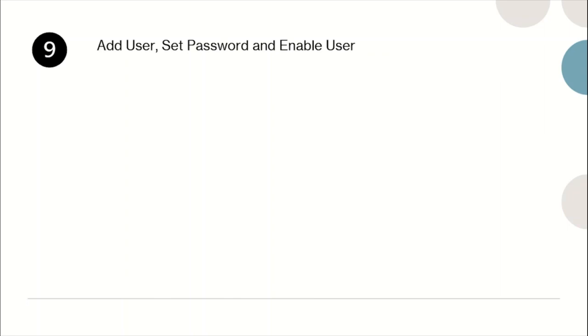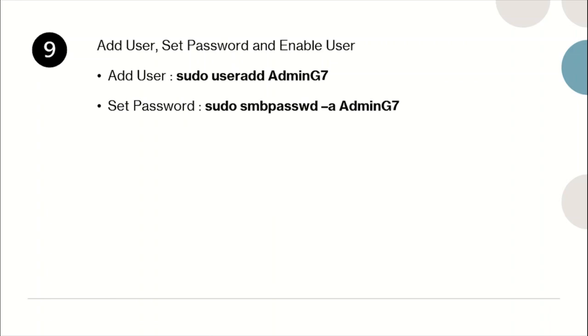Next, we will add a user, set a password and enable the user. To add the user, we will use the command sudo useradd admin_g7. To set the password, we will use the command sudo smbpasswd -a admin_g7. To enable the user that has been created, we will use the command sudo smbpasswd -e admin_g7.